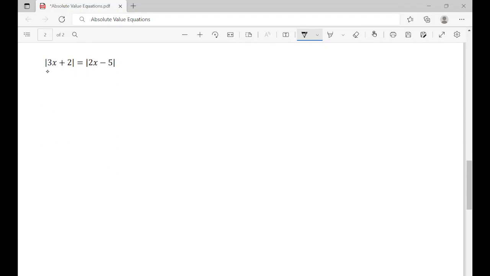Last, absolute value of 3x plus 2 is equal to the absolute value of 2x minus 5. So this is kind of like the weird one I was talking about. So what you want to do is immediately from the beginning, just drop the absolute value bars and set it equal to each other, like so. But we're also going to do it one more time, and we're going to have a negative in front of the other one. You could put the negative in front of the first one as well, whichever you prefer, as long as the negative is in front of one of them. I prefer the second one.